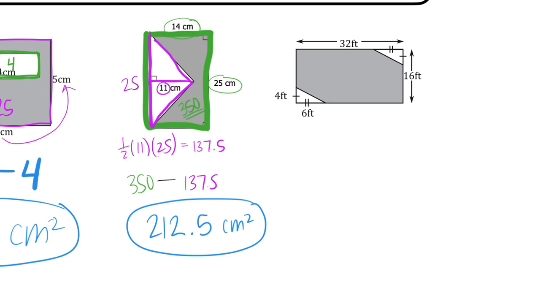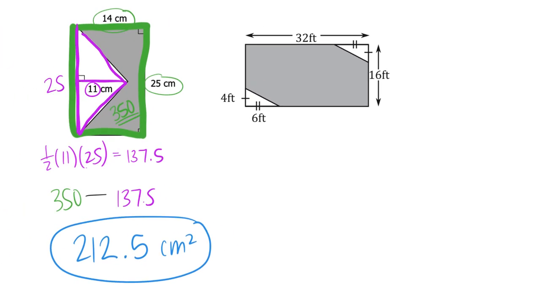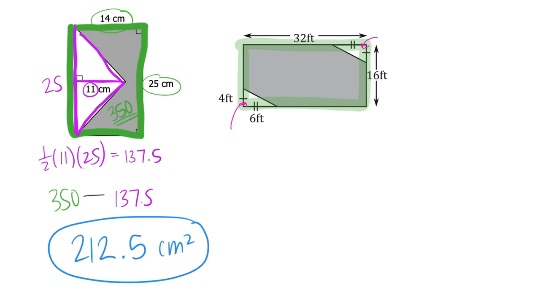Okay, and finally this last picture here. If we look at the outer shape, we have a rectangle again. And then this time it looks like we're taking off two little triangles. So we're taking off this little corner here and this little corner here. And if you look at the markings, those two triangles are congruent, right? The two sides are equal. So let's find the area of the rectangle first. That would just be 32 times 16, which is 512.